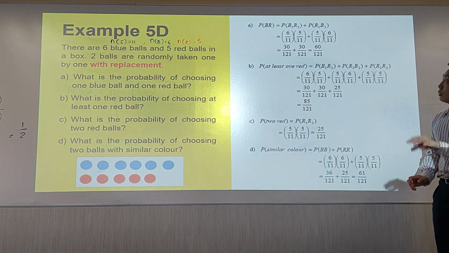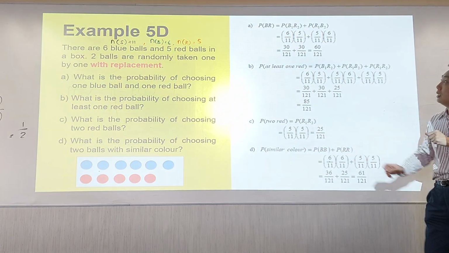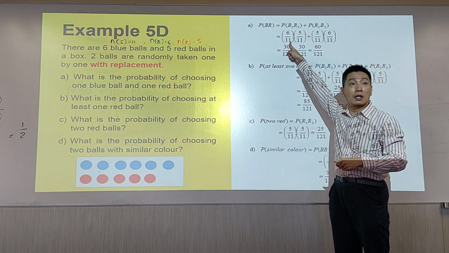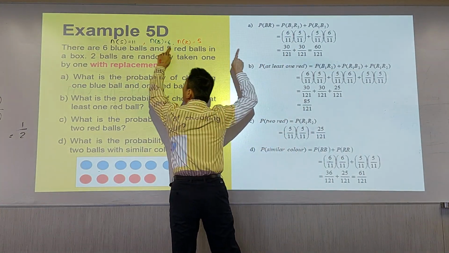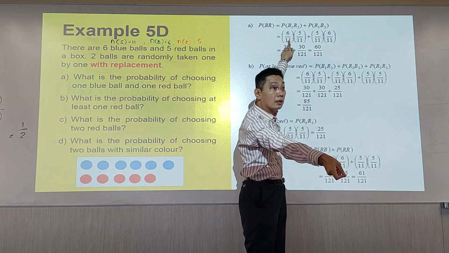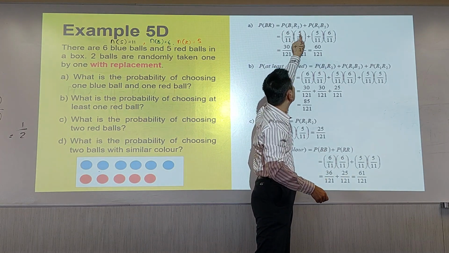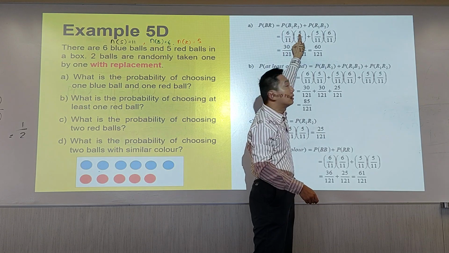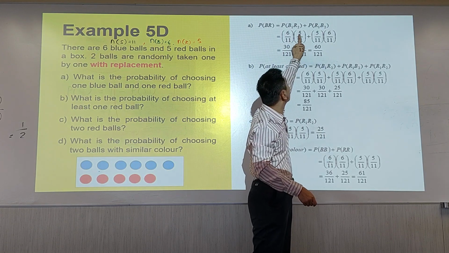So first probability, if you choose the first ball is blue color, answer is 6 over 11. How to get 6 over 11? You see, 6 divided by 11. Then you return the ball, right? Then what is the probability? The second ball is red color. Answer is 5 over 11.